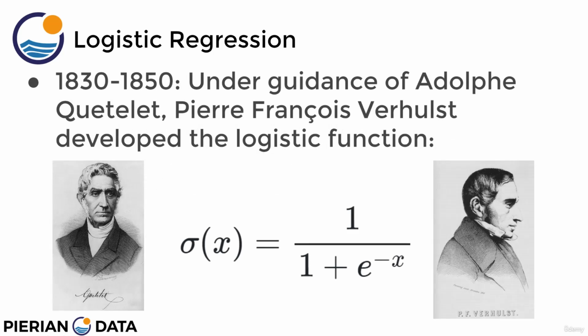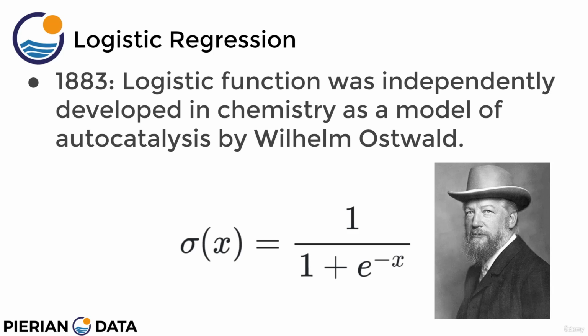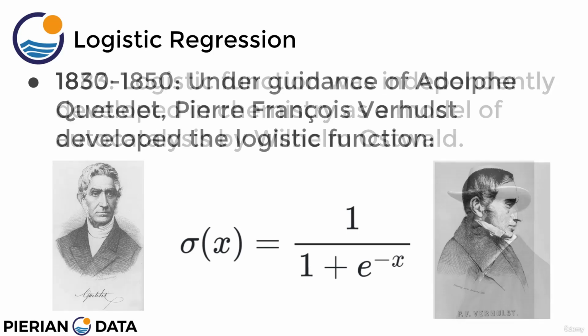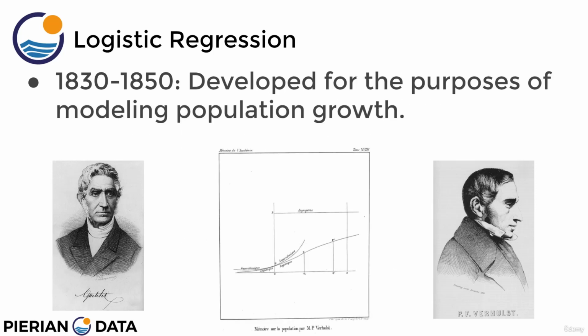formula shown here. Beginning in the 1830s all the way to 1850, through a series of publications under the guidance of Adolphe Quetelet, Pierre-François Verhulst developed the logistic function. As a quick note, we've seen that earlier machine learning models have independent developments, and it's no different for the logistic function itself. In 1883, the logistic function was independently developed in the field of chemistry as a model for autocatalysis by Wilhelm Ostwald. But let's first focus on the first developments of the logistic function all the way back in the 1830s. The main purpose for its development was to actually model population growth.